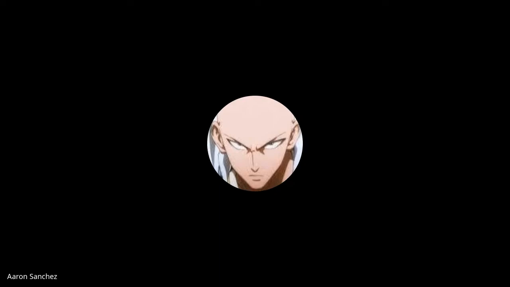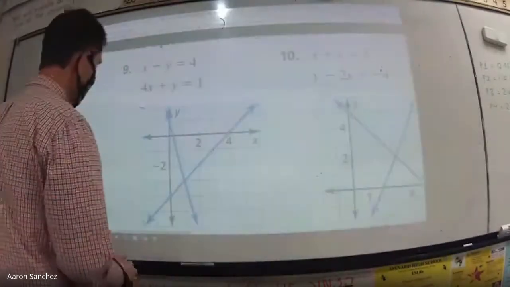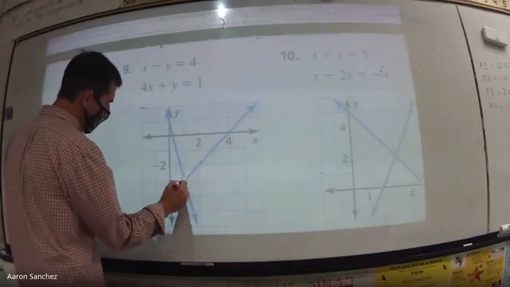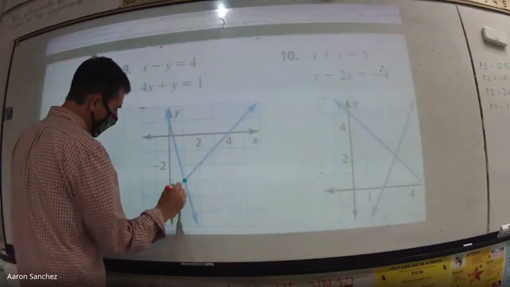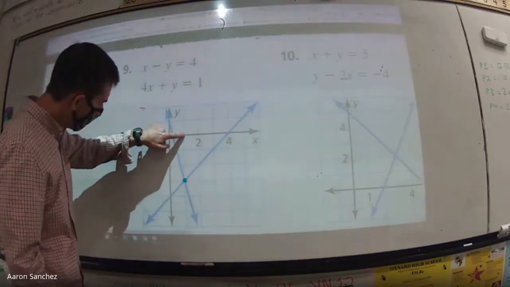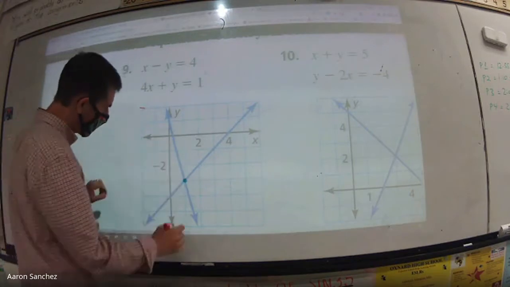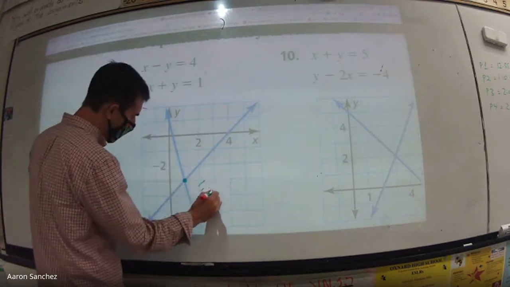Crystal Magallanes? A point of intersection. Let's see what Elias has. So the point of intersection, the system of equations right here. And what is this point? Well, you got to go over 1 and down -3. 1, 2, 3. So my system of equations is 1, -3.